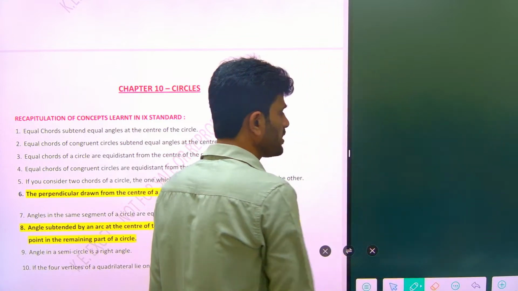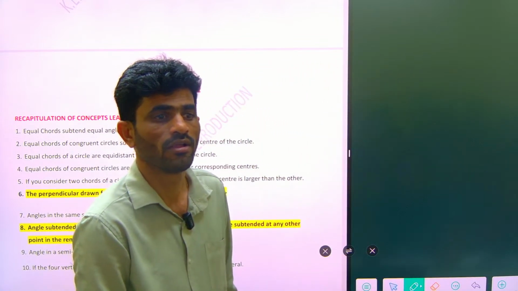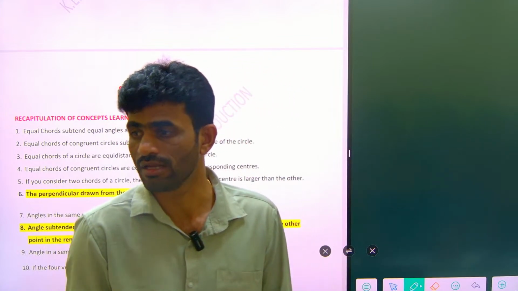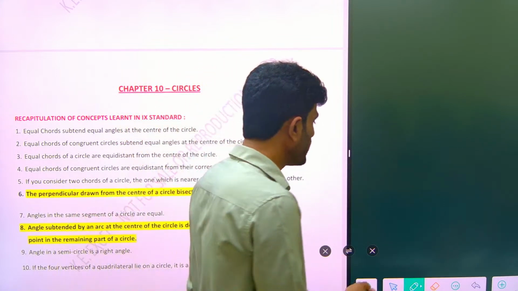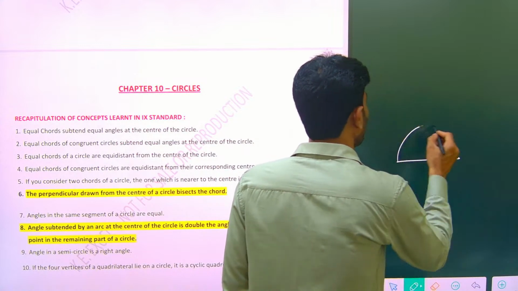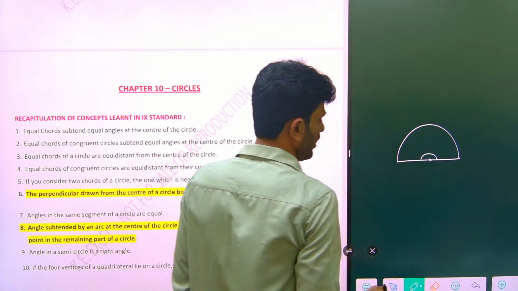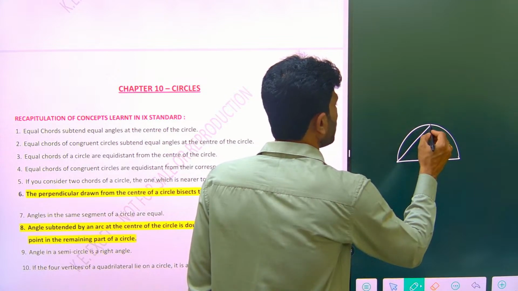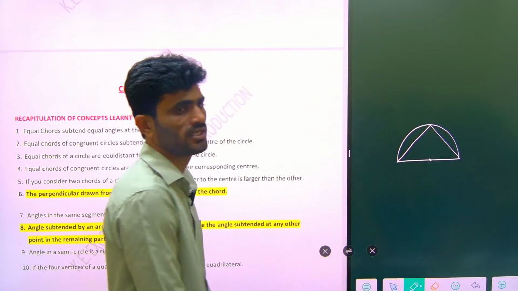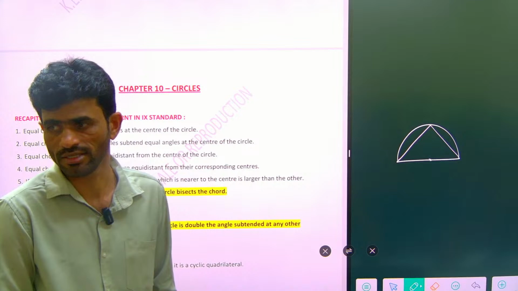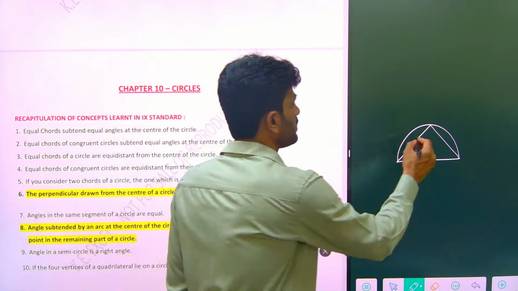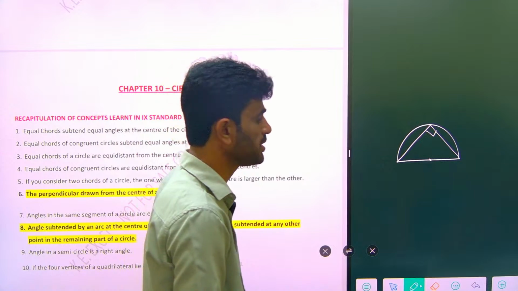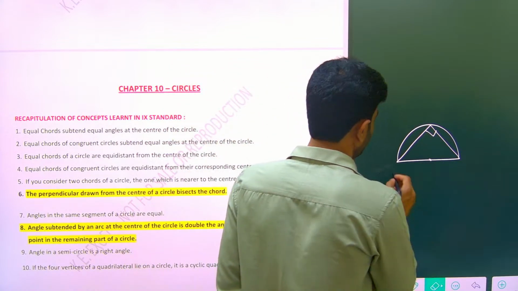Angle in a semicircle is how much? Is it 180 degrees or 90 degrees? 90 degrees. Angle in a semicircle means not at the center, not here. Angle in a semicircle means the angle made by that diameter at any point on the arc, the semi-arc. This angle in a semicircle, that angle is a right angle. Remember it.